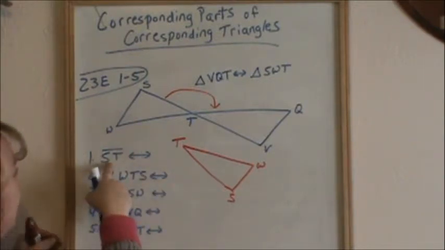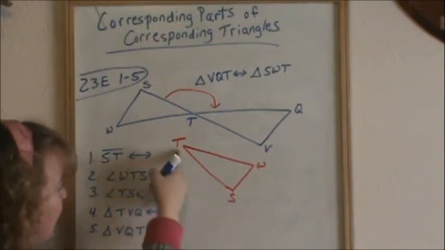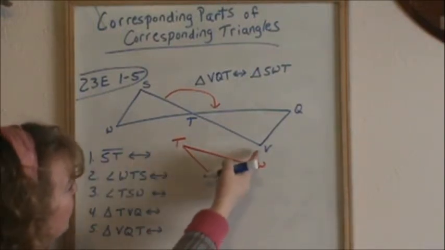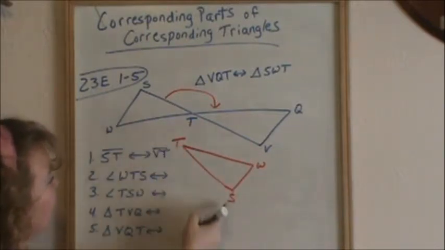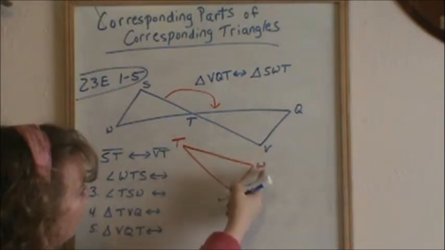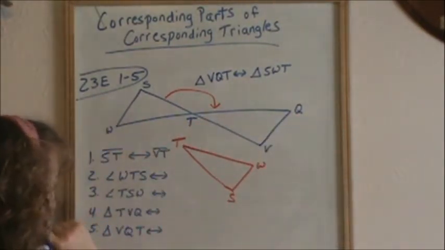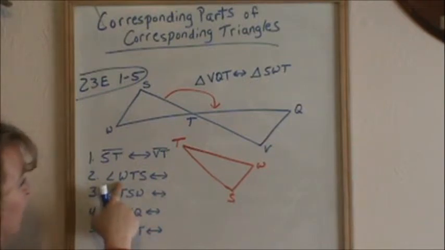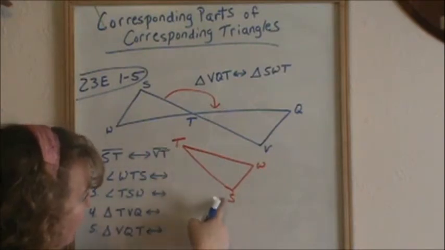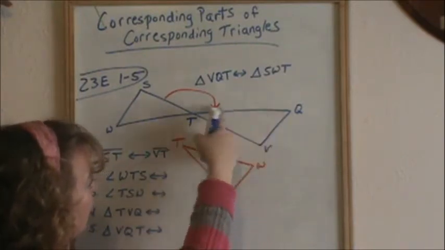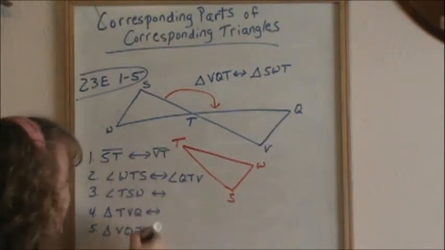So now we can say line segment ST. We're looking at our new picture. ST now corresponds with line segment VT, because S corresponds with V, W corresponds with Q, and T is the same point. Now we can look at angle WTS. WTS corresponds with angle QTV.